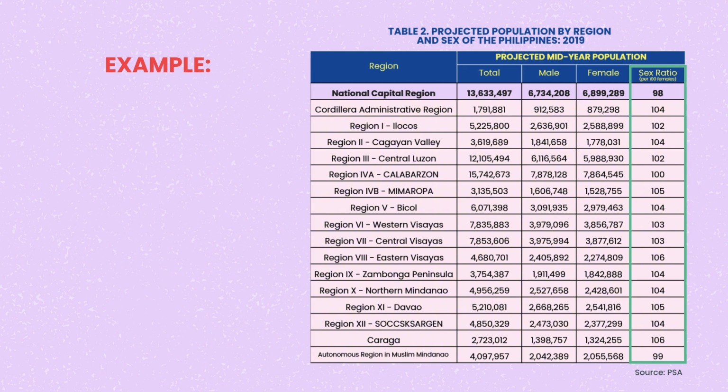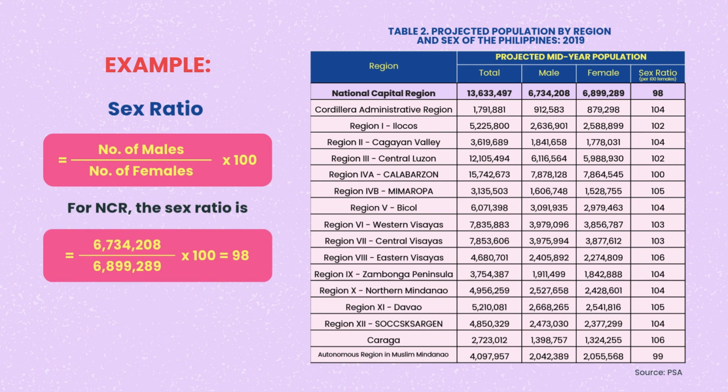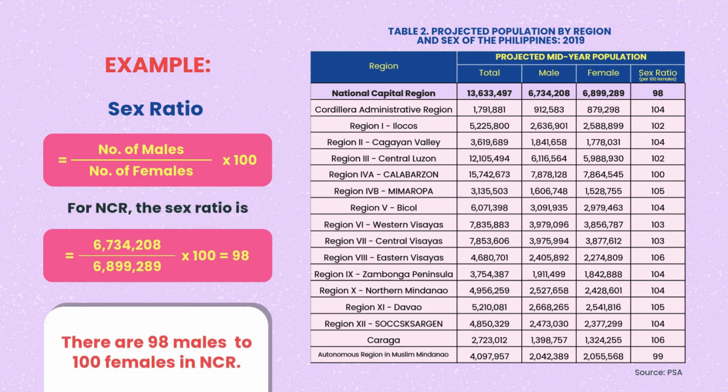The sex ratio is computed as follows. You simply divide the number of males by the number of females, then multiply it with a fixed base of 100. If we are to compute for the sex ratio of NCR, then we divide the two values given here and multiply it by 100. And we will get 98. This is interpreted as there are 98 males to 100 females in NCR. Now, this interpretation is simple and can be extended down even at the LGU level, as long as you have the sufficient data on the number of males and females in your locality.